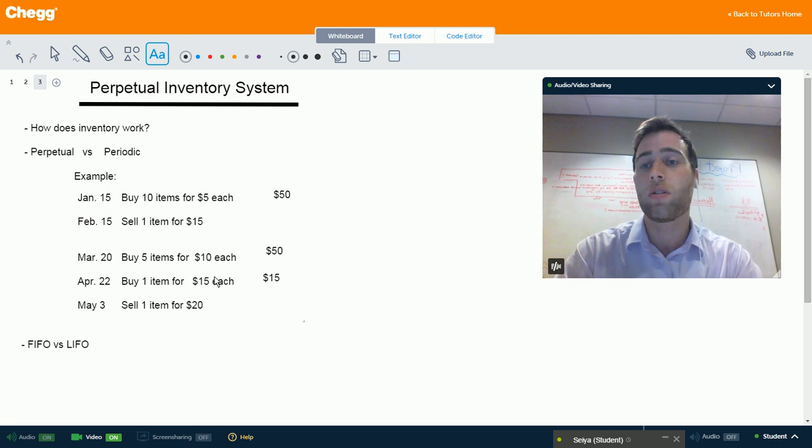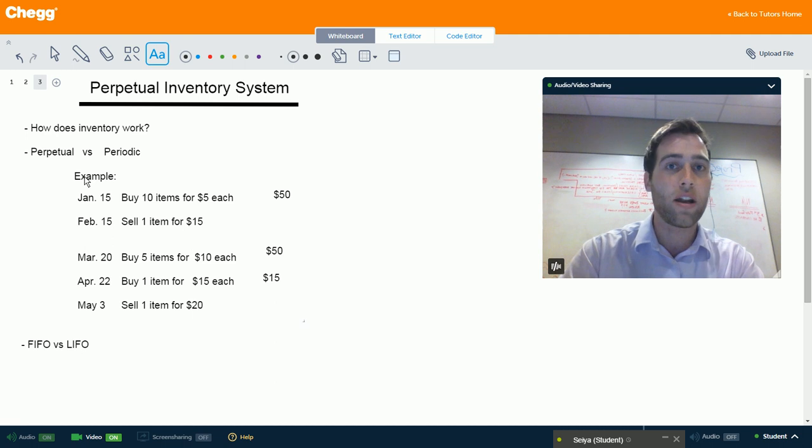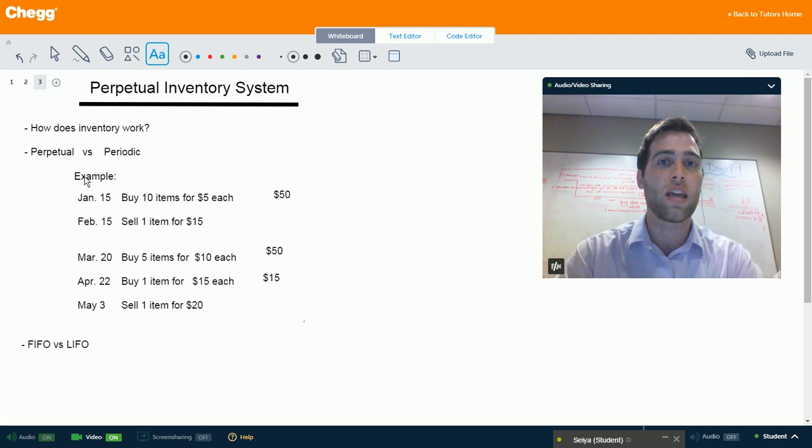Okay, so perpetual inventory is a system that allows you to account for your cost of goods sold as it actually happens, right, throughout the accounting period. Periodic, which is not what we're talking about right now, you'll do everything at the end of the period. So everything at the end of the month or at the end of the year, that's when you're going to calculate cost of goods sold. You won't know it until the end of the year because you need to go back and calculate it. But perpetual, you're going to calculate it as you go throughout the period.